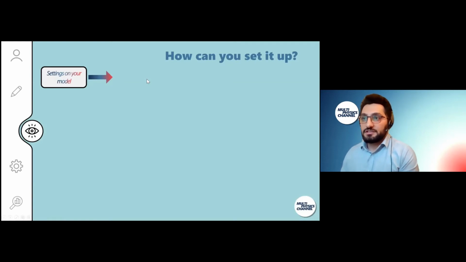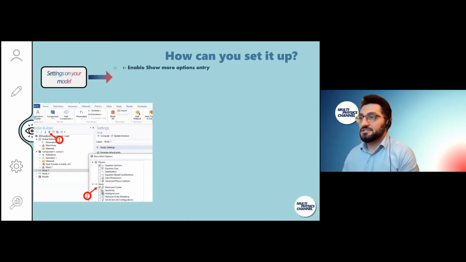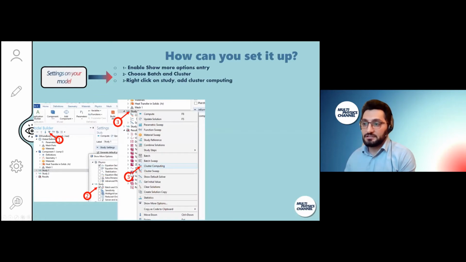First thing that you should do is a little bit of settings on your model. It means that you open your model, and then you come here, enable more options entry here. Then you will see this screen. You should enable batch and cluster here. Then you can see this batch and cluster here, and on your study, when you right click on your study, you can see this cluster computing. So you right click on the study that you want to run, and then you add cluster computing to your study.